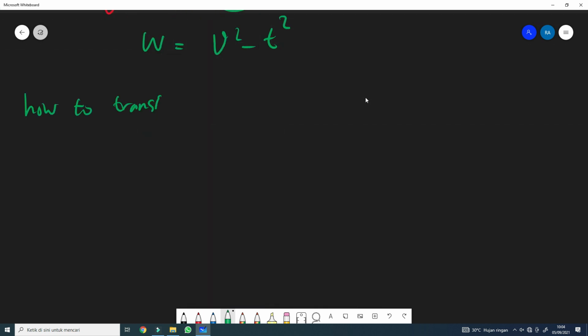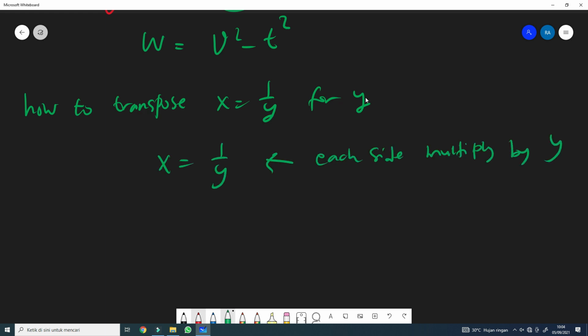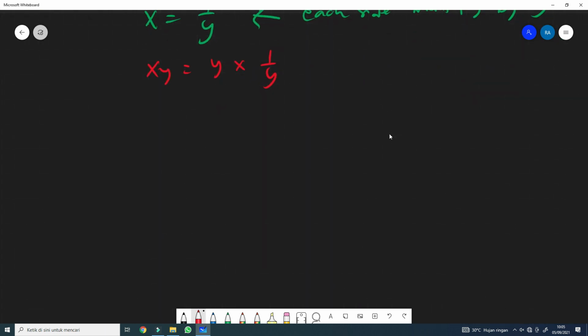How to transpose x equals 1 over y for any y? Here we can multiply each side by y and the equation becomes like this. Then we can cancel the y here and get 1. Then to find y, this equation equals 1 over x.